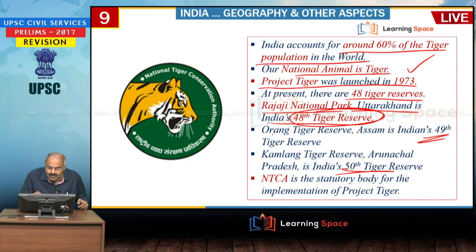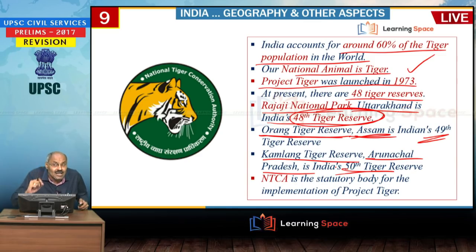The 49th tiger reserve is Orang Tiger Reserve in Assam. From the examination perspective it is very important: Orang Tiger Reserve in Assam is India's 49th tiger reserve. Kamlong Tiger Reserve in Arunachal Pradesh is India's 50th tiger reserve. So, please do not forget about Orang Tiger Reserve as well as Kamlong Tiger Reserve.